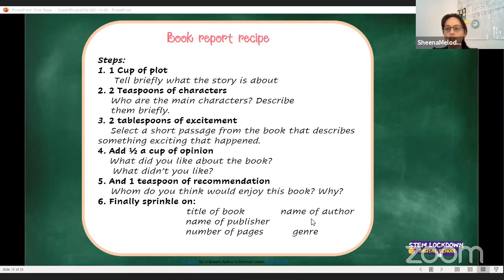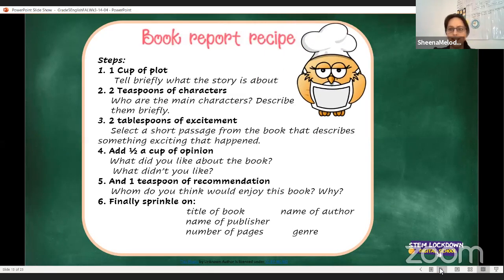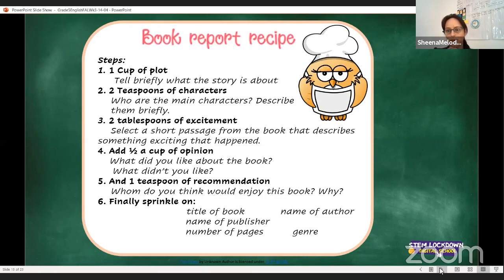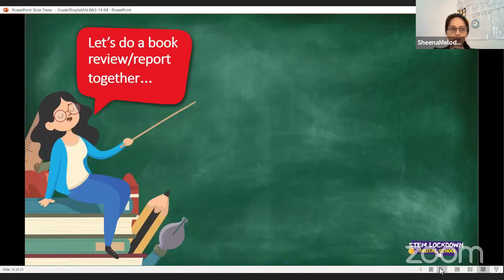Genre, remember genre I said is whether it's a fantasy or non-fiction or fiction. Okay, so keep your eye out for that. Okay, this is my little helper. This little owl helped me put together this recipe. Okay, so let's do one together, because I think the best way to learn how to do this is actually to do it yourself. I'm going to do it with you.